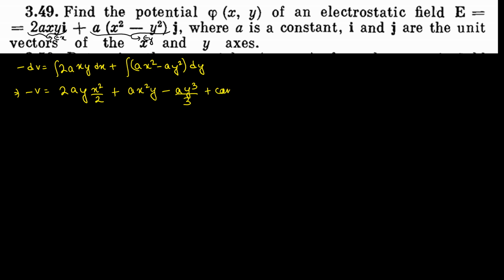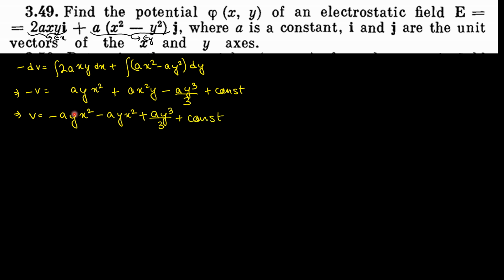Now if I multiply negative on both hand sides, these two and these two get cancelled. So it will be nothing but minus ayx square minus ax square y plus ay cube by 3 plus some constant. I just rearranged the terms here.